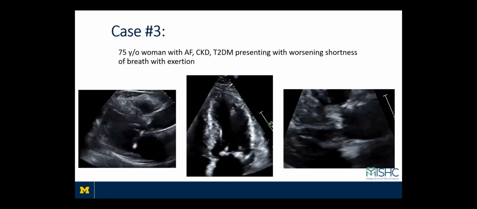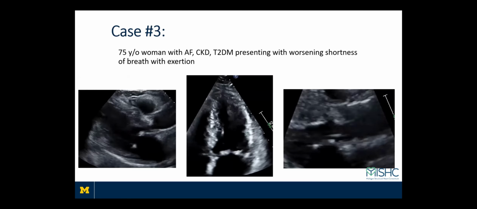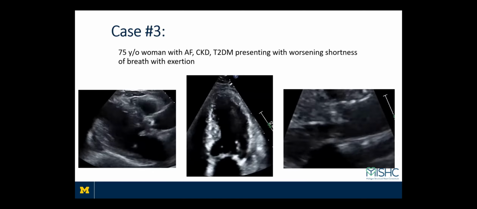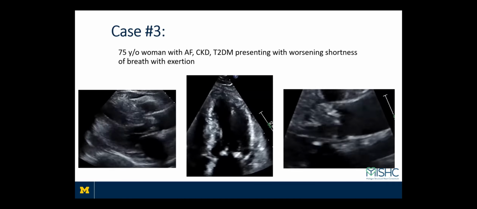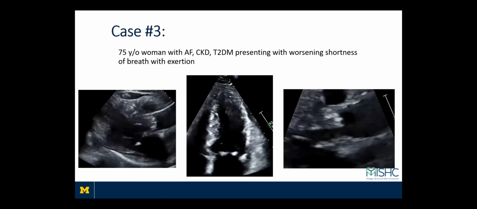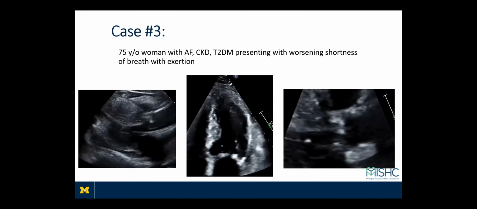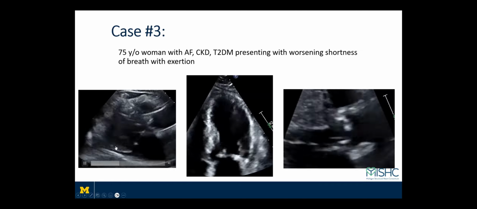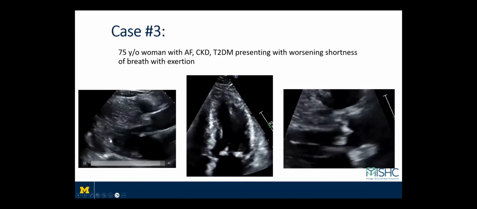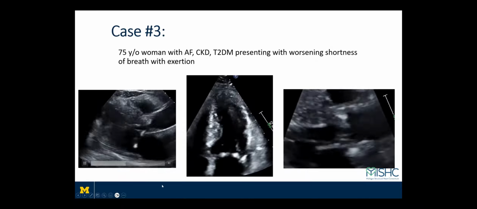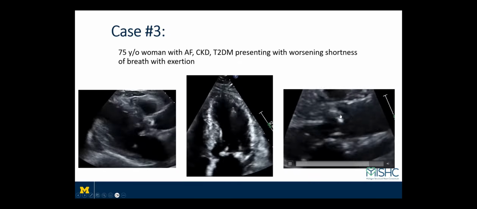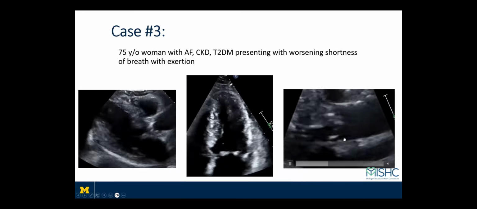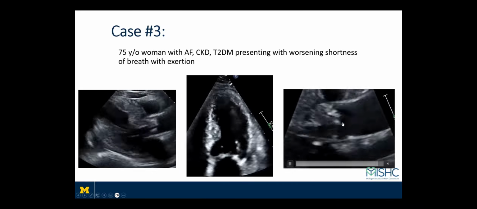Okay, let's change gears here and go to another case. So this is a case of a 75-year-old woman with atrial fibrillation, CKD, type 2 diabetes, who's presenting with worsening shortness of breath. On her echo, you can see that she has some hypertrophy of her LV walls. She has normal systolic function, but ultimately had kind of a small left ventricular chamber. On inspection of the aortic valve, it's calcified, it's somewhat restricted.